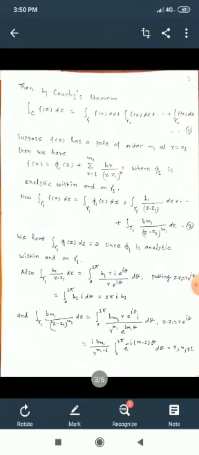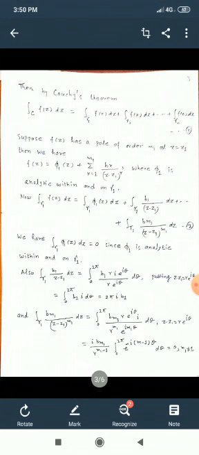So we can write by Cauchy's theorem, integral over C of f(z) dz is equal to integral over gamma 1 of f(z) dz plus integral over gamma 2 of f(z) dz plus integral over gamma n of f(z) dz. So this is equation number 1.